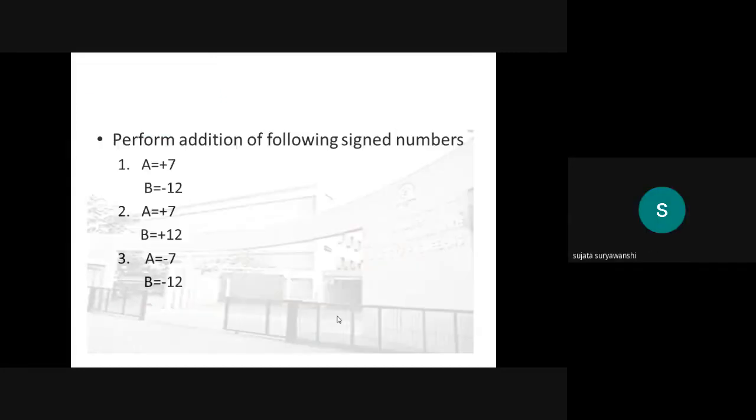Now just perform these operations and tell me the answer. Right now, perform addition of the following sign numbers. Your first number is plus 7 and the second number is minus 12. Start it. I will give 2 minutes.